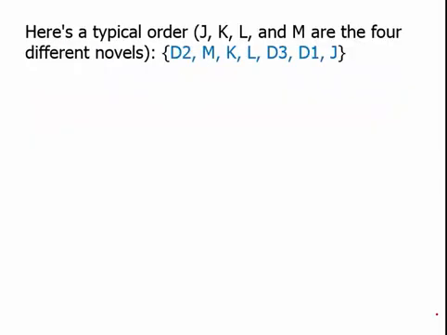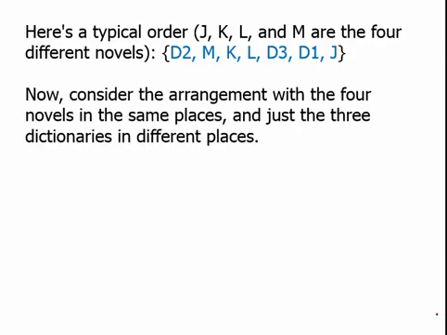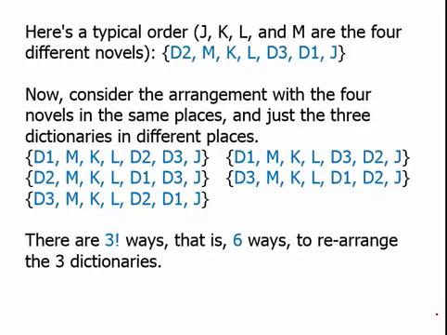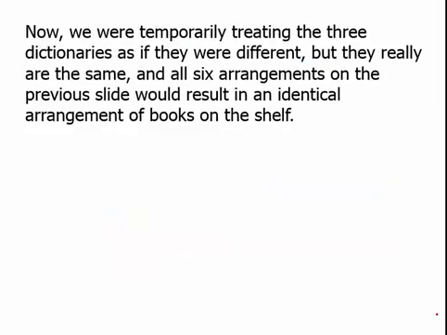Now let's think about those arrangements. Here's a typical order, and we'll just say J, K, L, and M are the 4 novels. So we could put them in that order. Now consider the arrangements with the 4 novels in the same places and just the 3 dictionaries swapped around, interchanged with each other. And we could get this. So there are 3 factorial, that is 6 ways to rearrange the 3 dictionaries. That makes sense because if you're rearranging 3 things, there are 3 factorial ways to do so.